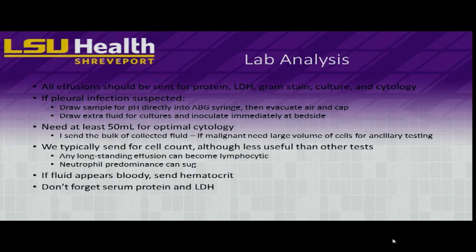Generally, we do send cell count. This tends to be less useful than many of your other tests, and the primary reason for this is that any long-standing effusion will become lymphocytic. So neutrophil predominance will typically suggest a more acute cause, but even pleural space infections, eventually, if you let them sit long enough, they can become lymphocytic. If the fluid appears bloody, go ahead and send a hematocrit. And then because you're going to need them for your Light's criteria, don't forget to send your serum protein and lactate dehydrogenase as well.